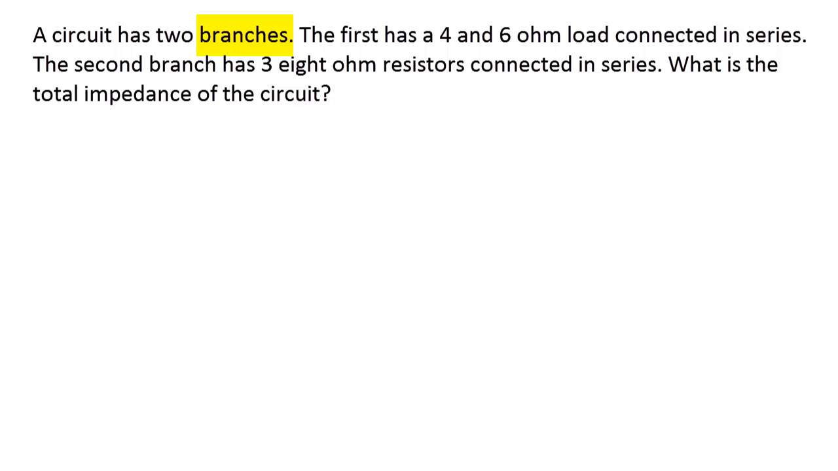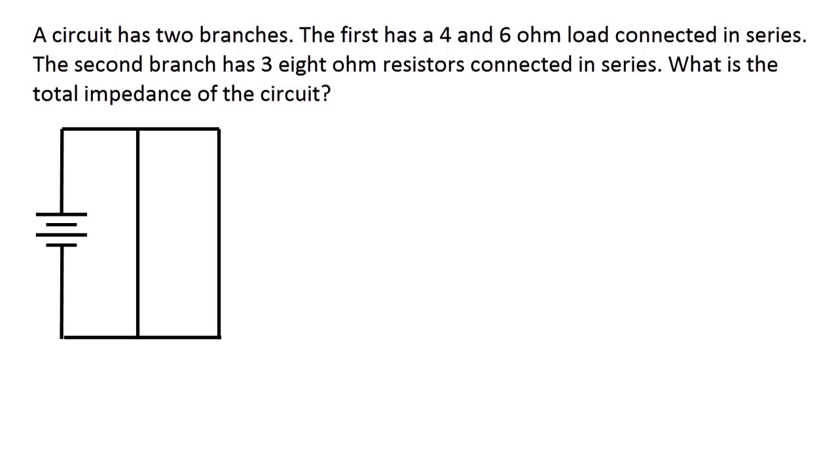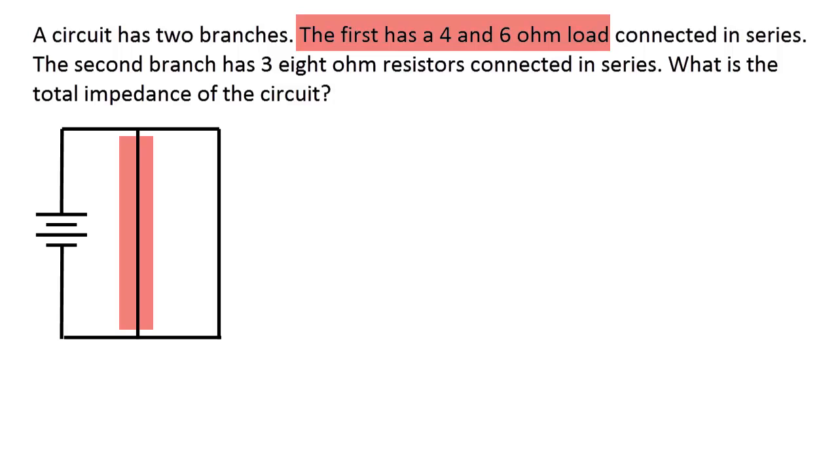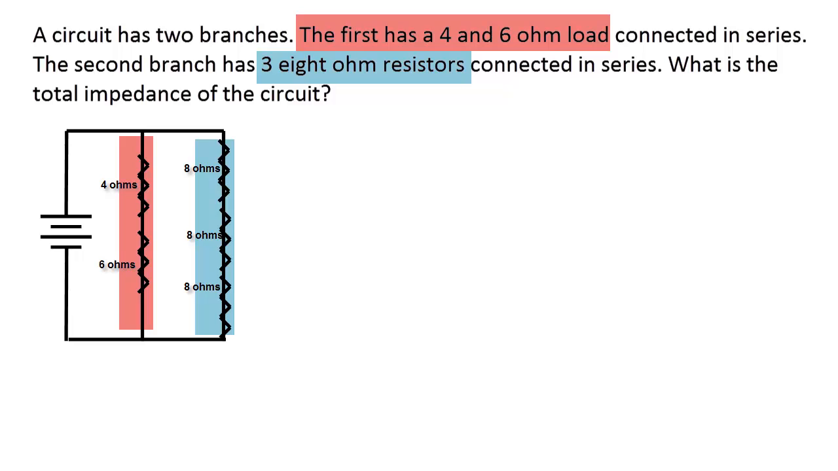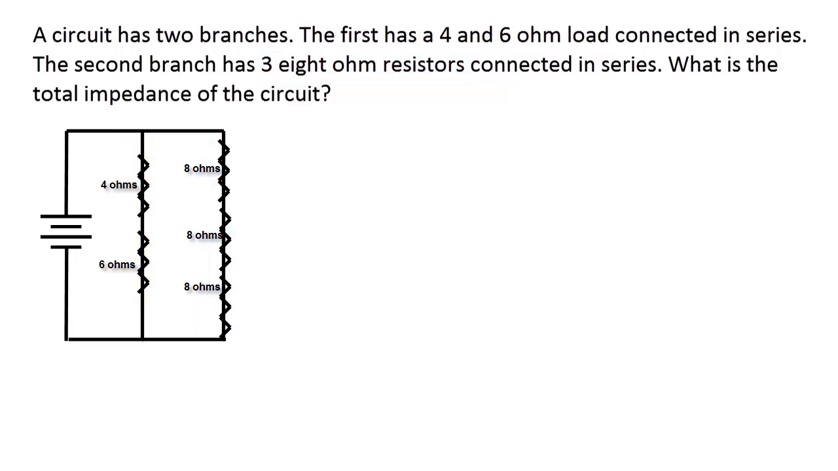The word branch refers to a parallel circuit construction. Since the problem says I have two branches, I will draw a parallel circuit with two branches. The second part tells me what is in each branch. On the first branch, I will add a 4 and a 6 ohm load. On the second branch, I will add three 8 ohm resistors. Resistors can be added in series or parallel, but never both together.